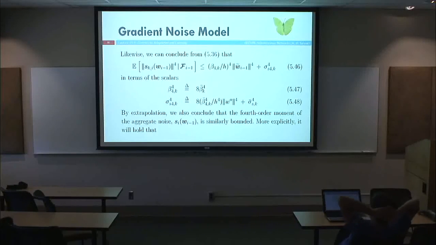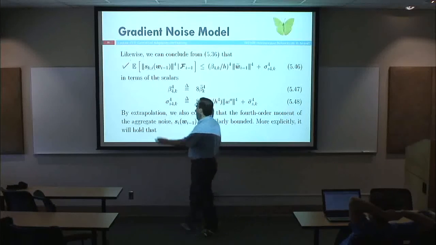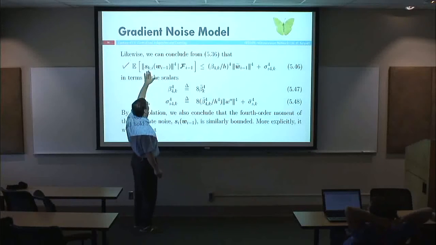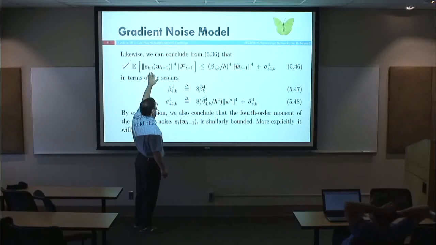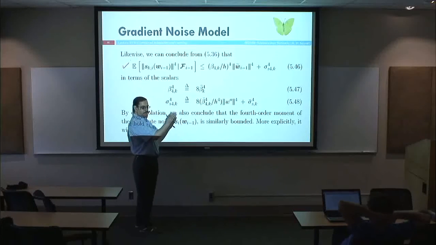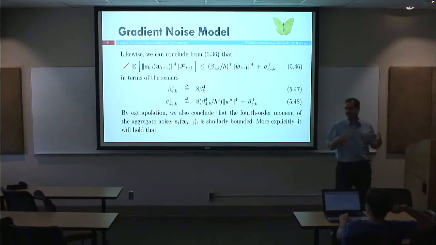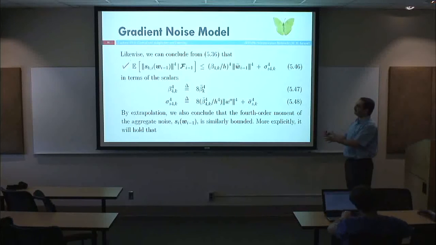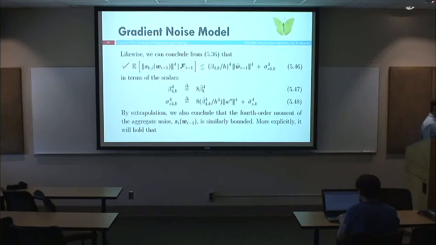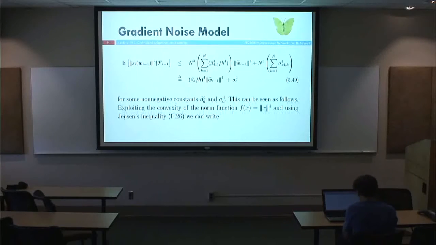What about this condition now? If the individual gradient noises have bounded fourth order moment according to this relation, does the same hold for the aggregate gradient noise? And why is it that I'm showing this? Because then the aggregate gradient noise would satisfy the same conditions we used before, and therefore I can write down the performance for the centralized solution directly from the results we had in previous lectures. So let's show that this is true for the aggregate noise.